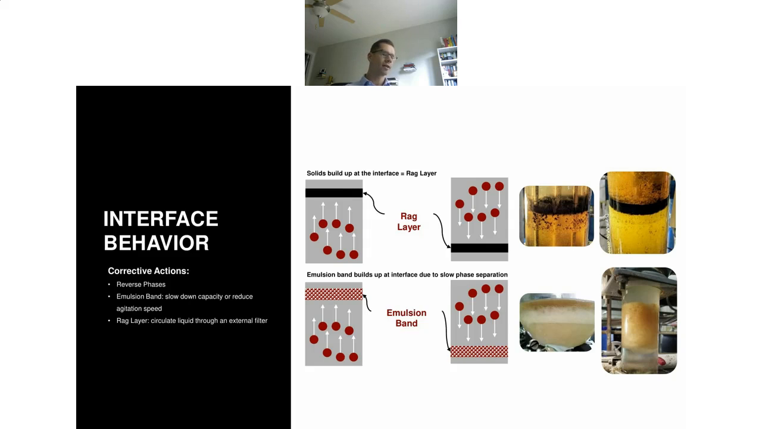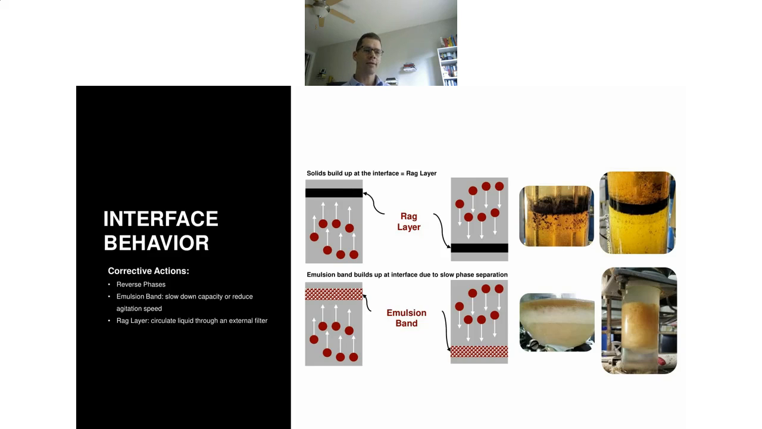As you dial back the agitation speed, the droplets within the column are larger, so it'll take less time for them to coalesce and come together at the interface. For a rag layer, what you can do is put nozzles around where that interface is in a commercial column and then pump liquid from the interface through an external filter. So then you just have clean filtrate going back to the column.